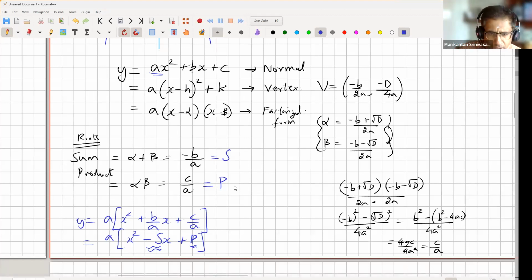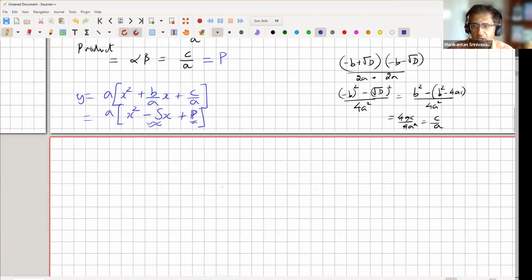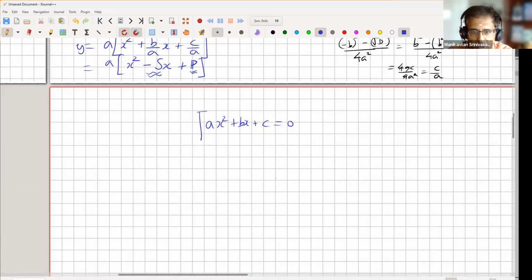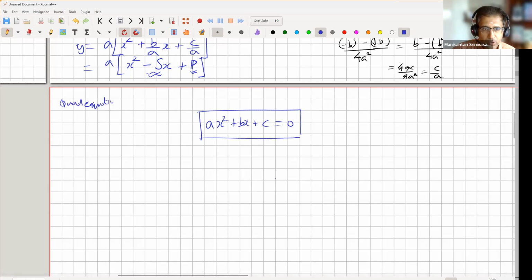Okay. Now, if you're solving a quadratic equation, let's say we have ax square plus bx plus c equal to 0. Okay, so this is the quadratic equation. Actually, before I go there, given a quadratic equation, you know how to solve. Either you can factorize and solve, or you can complete the squares, the technique that we just saw, or use a quadratic formula, right?